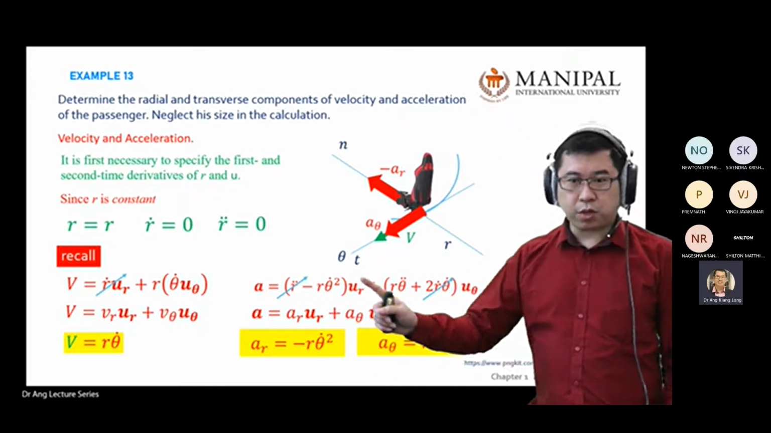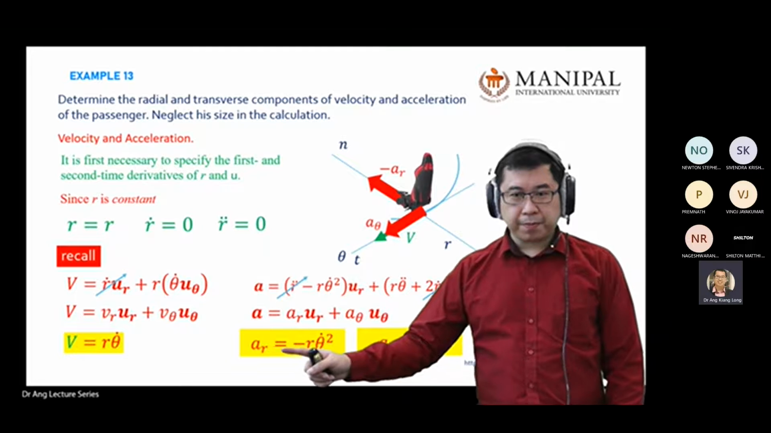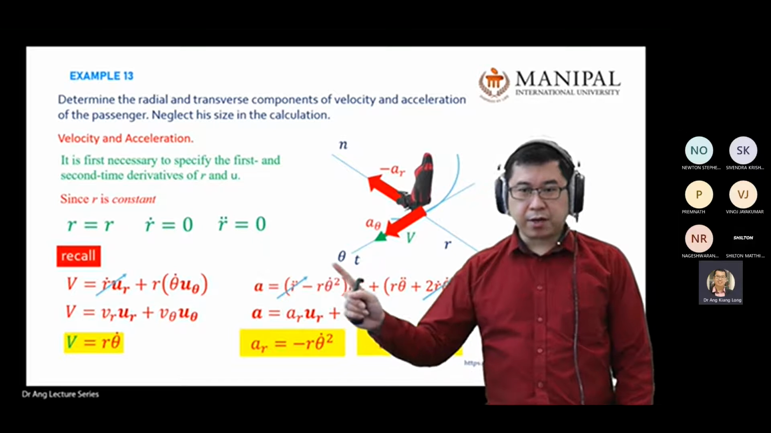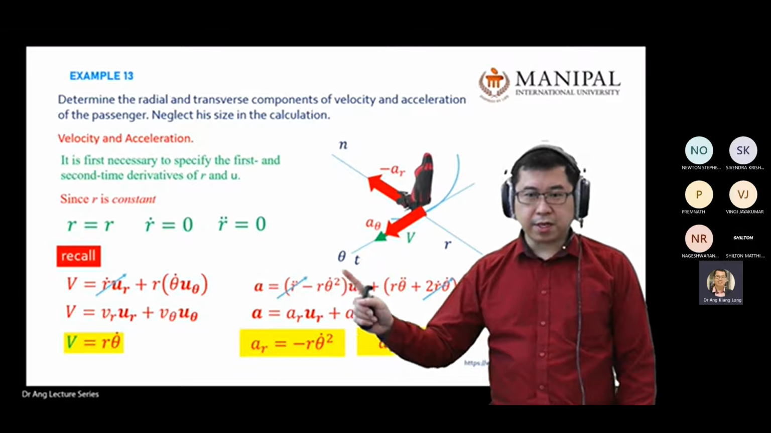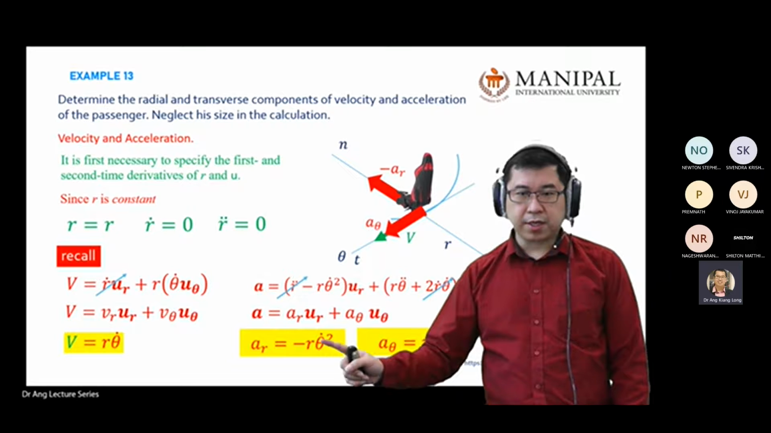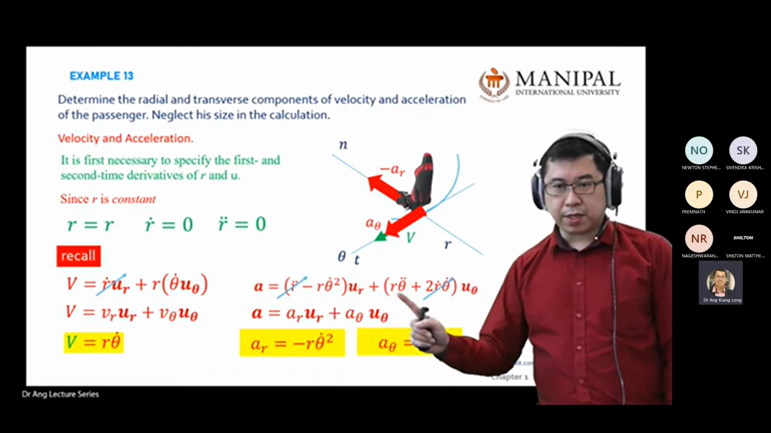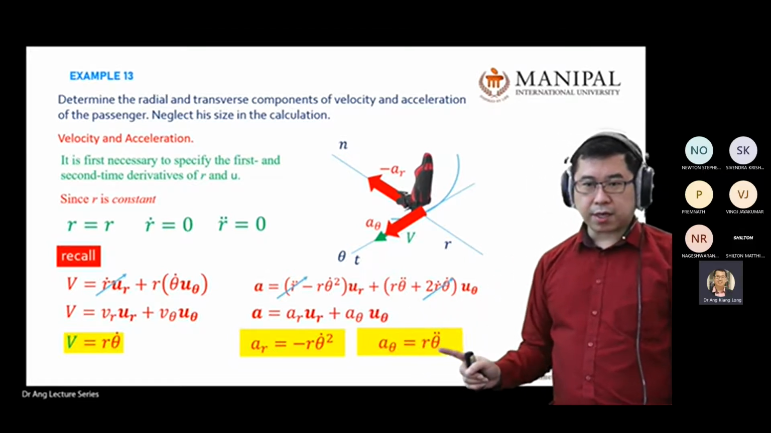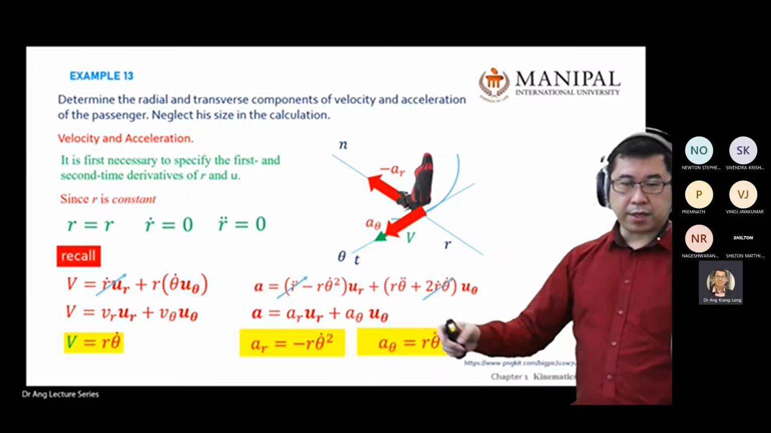So this one you have two components. Remind yourself that this is the r component. This is the theta component. So you have minus r theta dot square for the r component. So you have ar equal to minus r theta dot square, which is represented by this one. And this one will equal to this one, because this one you cancel already. So a theta equal to r theta double dot. So we have v, ar, a theta.